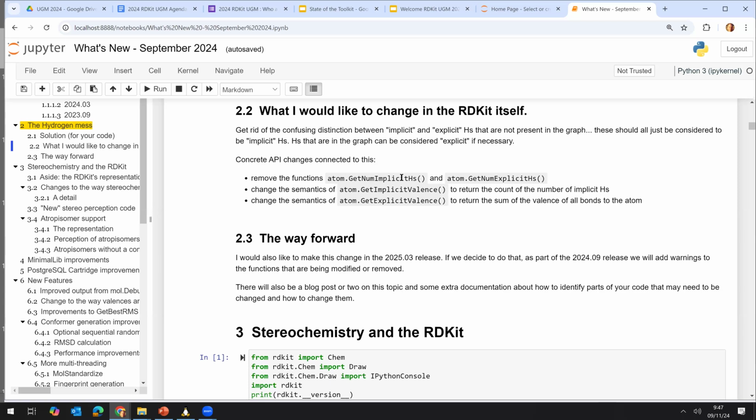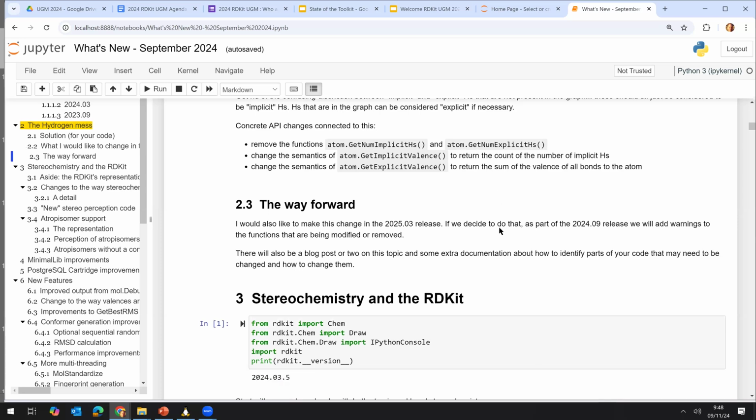The first one is pretty easy because this is going to break your code if you're using one of these functions, and then you know you need to change it, right? Because if you have a call to get num implicit hydrogens or get num explicit hydrogens, it just won't work. The last two are a little bit tricky because if you have calls to these, they're going to start returning different values. So I'm a little bit less certain about what to do for these two. This one, it's clear what to do.